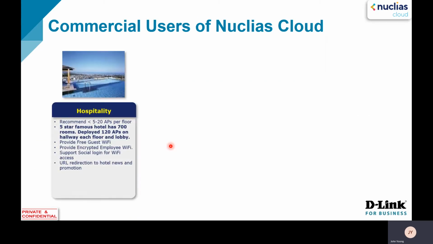So for the commercial, they have a lot of success cases in the NTT. For example, the first one is hospitality. They installed in one of the famous five-star hotels, 700 rooms. They deploy 120 APs on each floor and the lobby itself. The functions they enable are, for example, free guest Wi-Fi, which can log in through social login. We support Facebook, Google, Line, and Weibo. Then of course, for their employees, they use the normal WPA or WPA2.